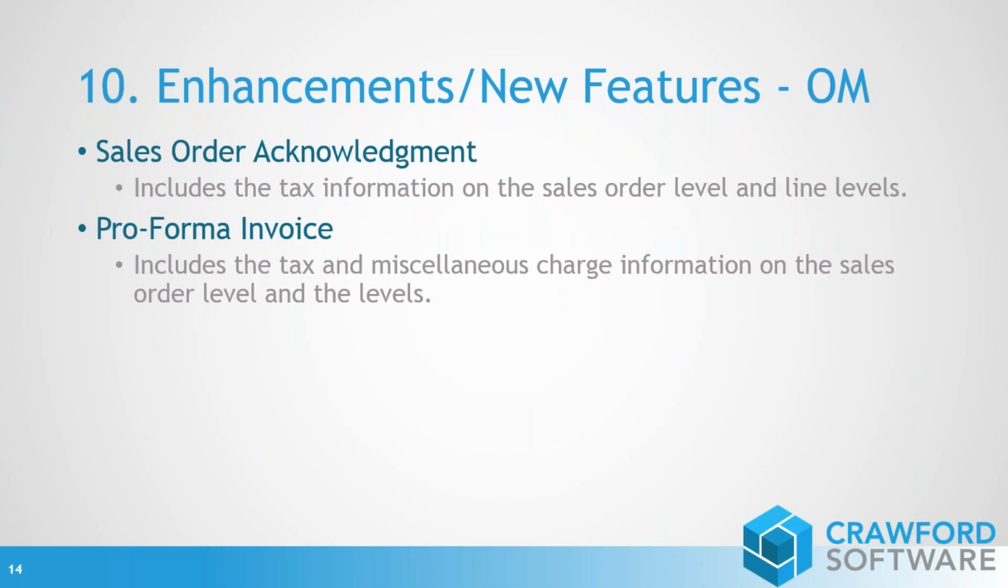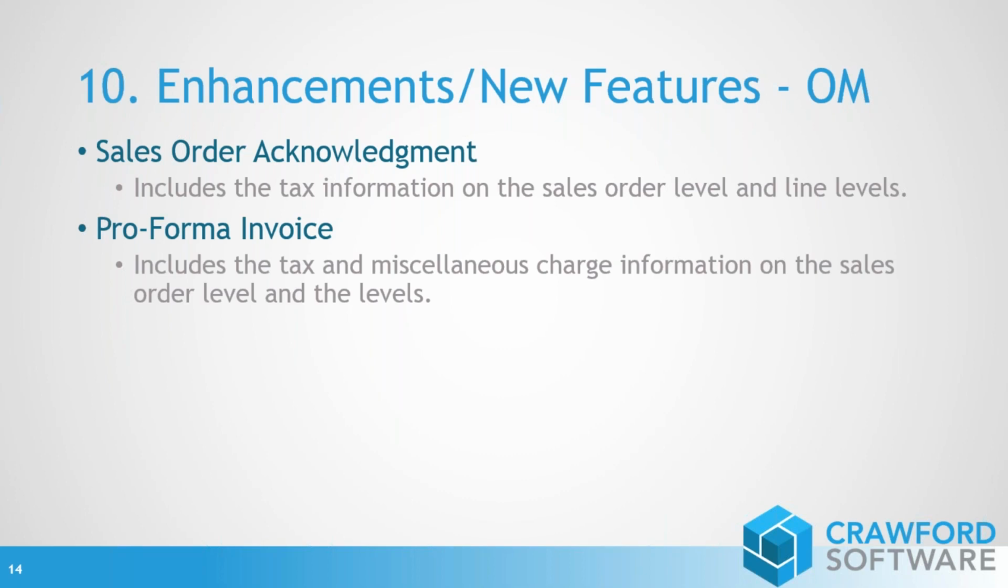They also enhanced the forms at this point. And as most all of you know, any forms that exist in the system, you probably have already modified them at some point. But on the standard form, on the sales order acknowledgments, they've now included the tax information at both the sales order level and at the line level. So you see the tax that's per line on the sales order acknowledgement. It used to be just the total at the bottom.